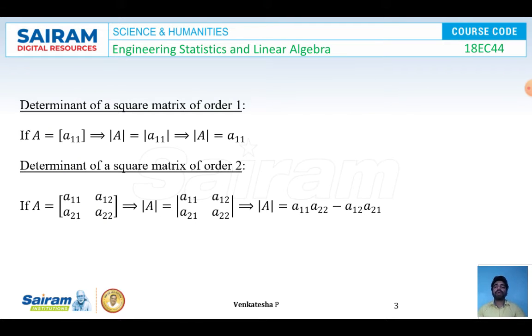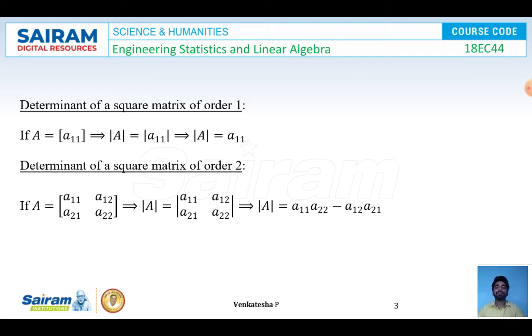Now I am going to expand the determinant of a few square matrices. In the first case, I am taking a square matrix of order 1. Order 1 means the matrix has only one row and one column, that is a 1 cross 1 matrix. For example, if A is equal to the matrix A11, then after applying the determinant on both sides, I get the determinant of A is equal to the determinant of A11. After expanding this, we get the determinant of A is equal to A11.